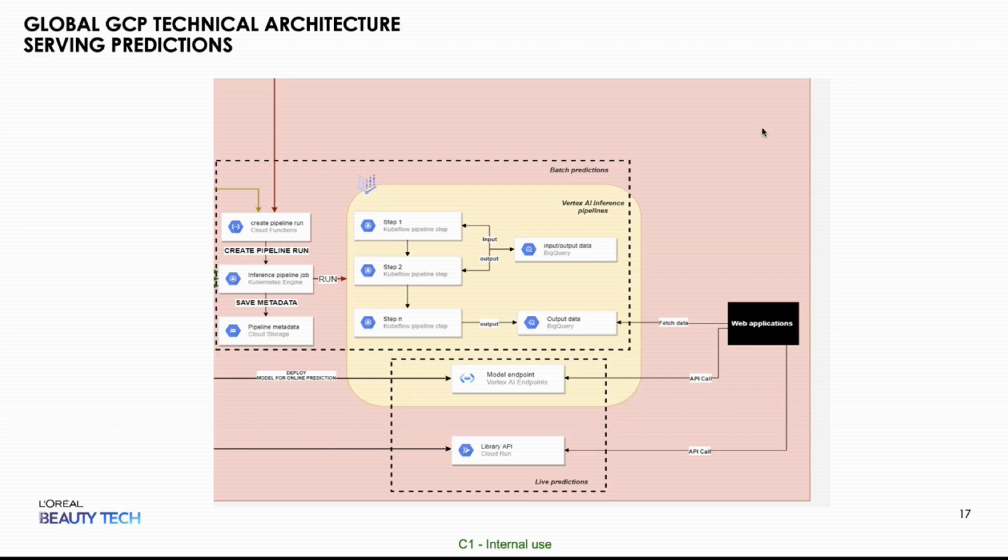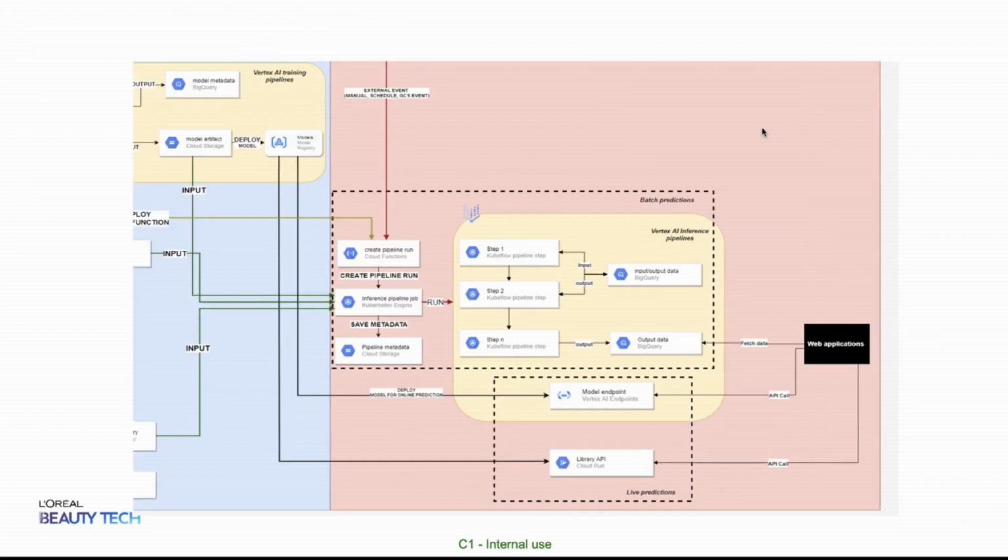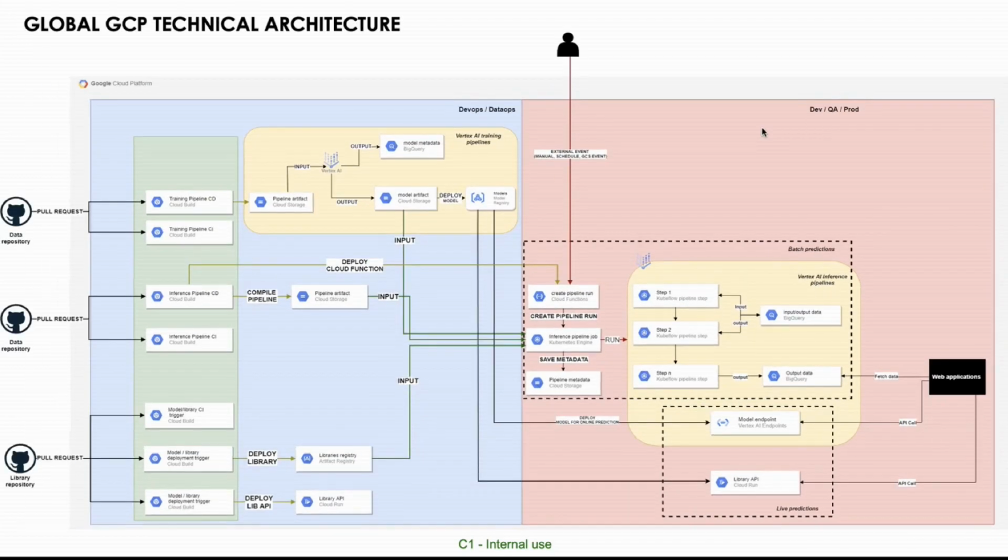Once we did this, we have these two possibilities. We have our web application that is already deployed, and this web application is either going to consume the output data from the batch predictions, or it's going to call the model API directly to do live predictions. So that was the big glimpse of our global MLOps architecture.